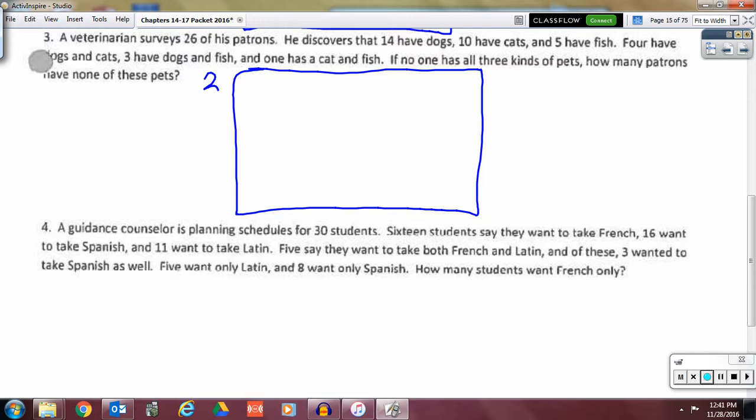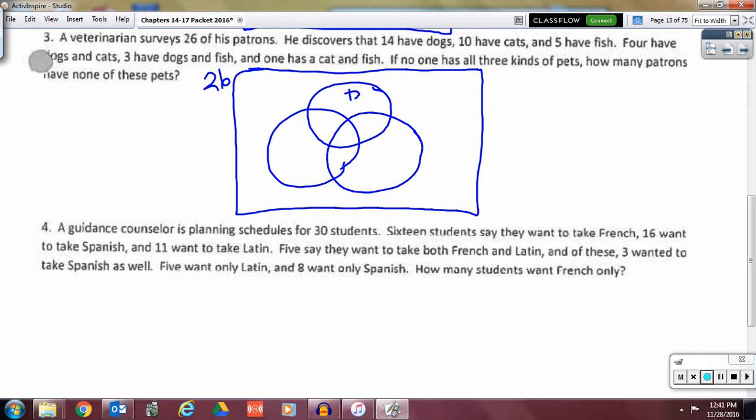So here we have our 26 items, and we've got dogs, cats, and fish. So label the dogs, cats. If you put yours in the same place as me, then it'll make it easier. So let's see, 14 dogs, 10 cats, 5 fish, 4 dogs and cats, 3 dogs and fish, 1 cat and fish. So those are all the twos. If no one has all three kinds of pets, so that's my starter.